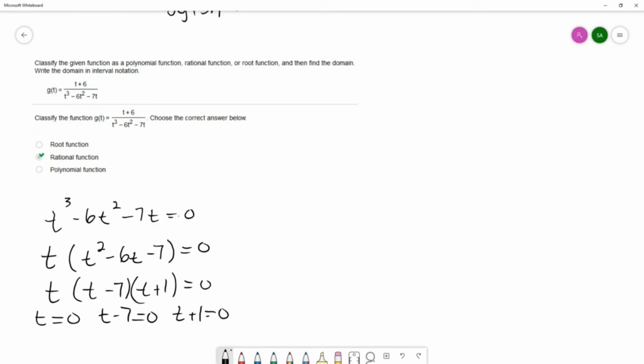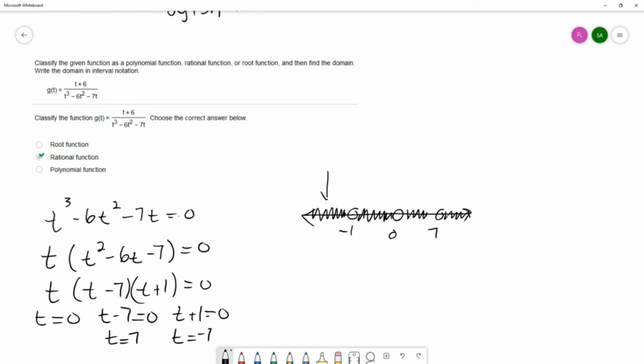t equals 0 is already solved. We've got t equals 7, t equals negative 1. And these are the values that I'm going to exclude from the domain. So I'm going to draw a number line, and I want to exclude negative 1, 0, and 7. But I'm going to include everything else on the number line, so I'm shading everything else.